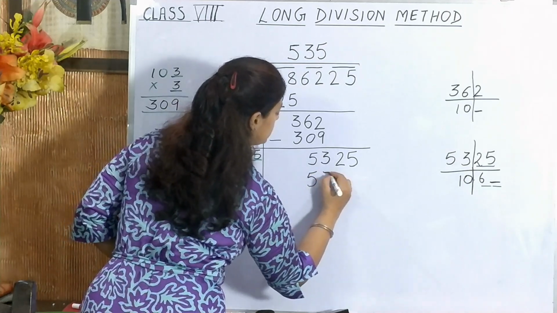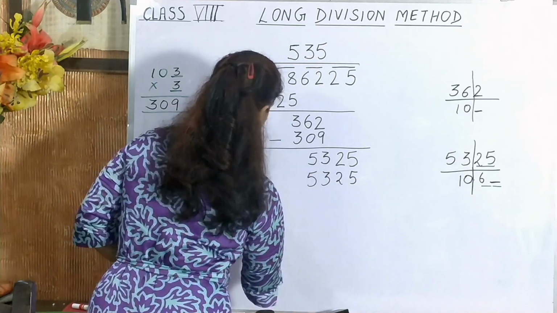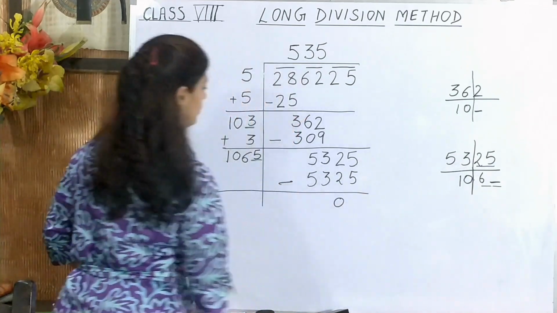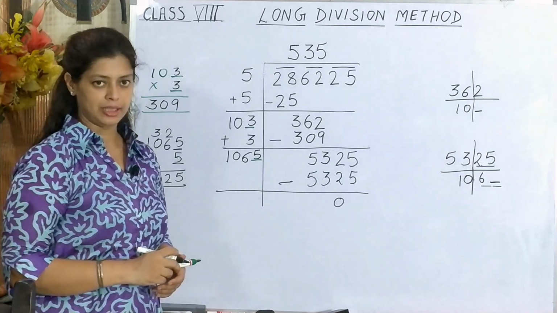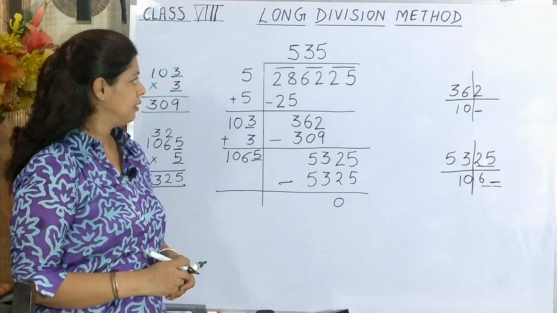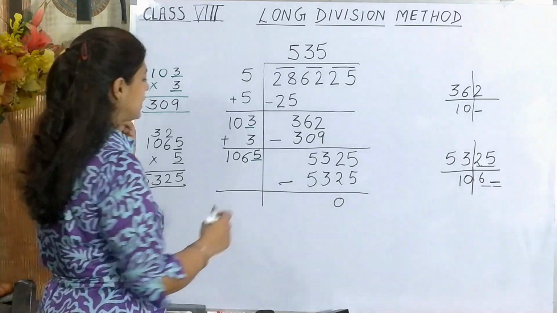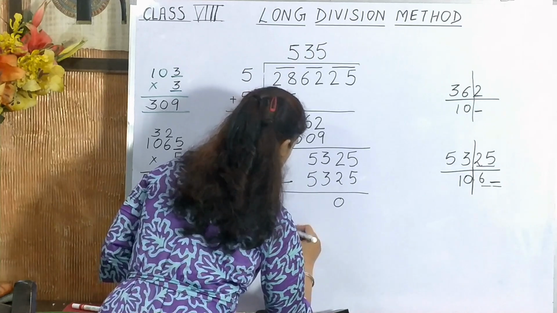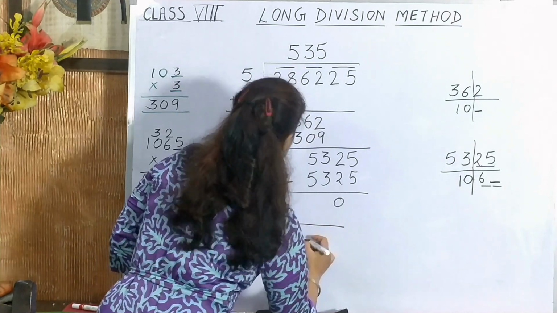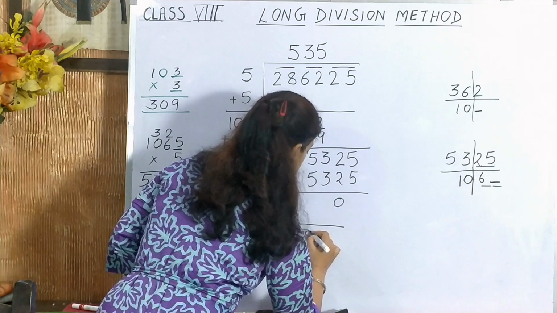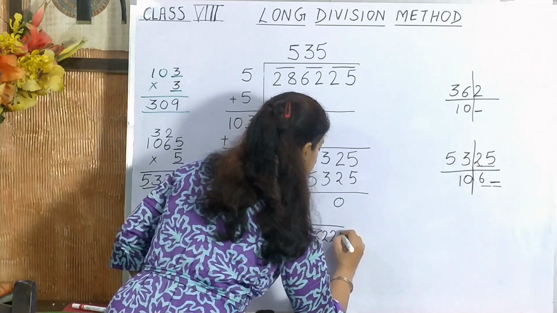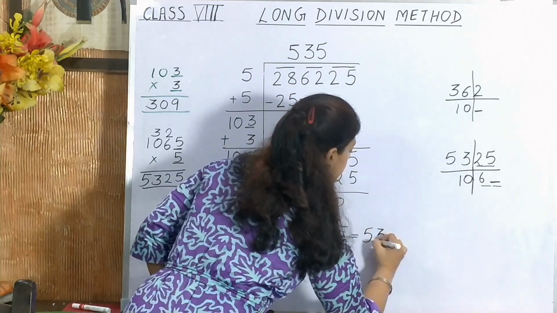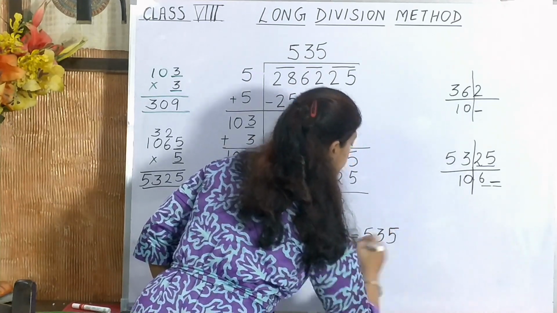Then I write here 5325. Now this time when I subtract, the remainder is 0. As soon as I get the remainder 0, it means the division is complete and I have got the answer. It means that the square root of this number, 286,225, is equal to 535.